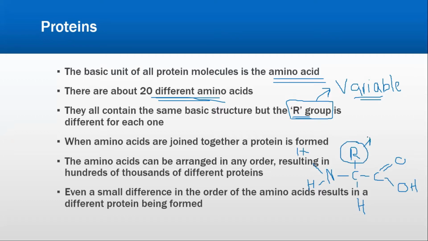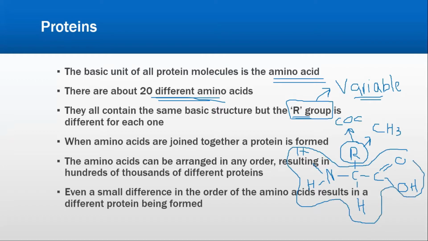For example, this R group can also be CH3. This R group can also be COOH. तो ये R group change होता रहता है. Other than this, ये जो पूरा हिस्सा है, this whole part of the amino acid, this is common in all those 20 amino acids, but the R group is different.